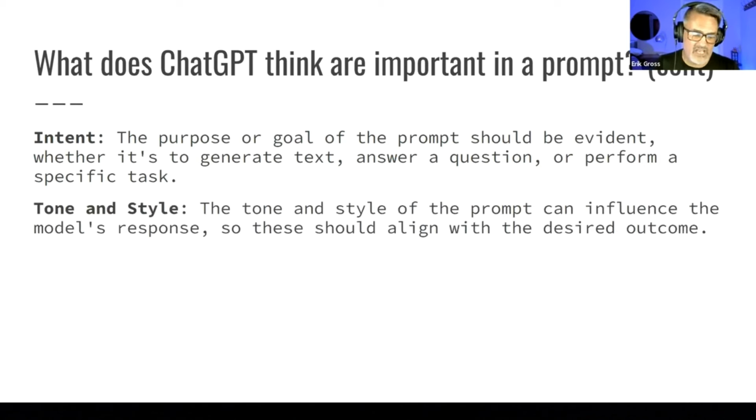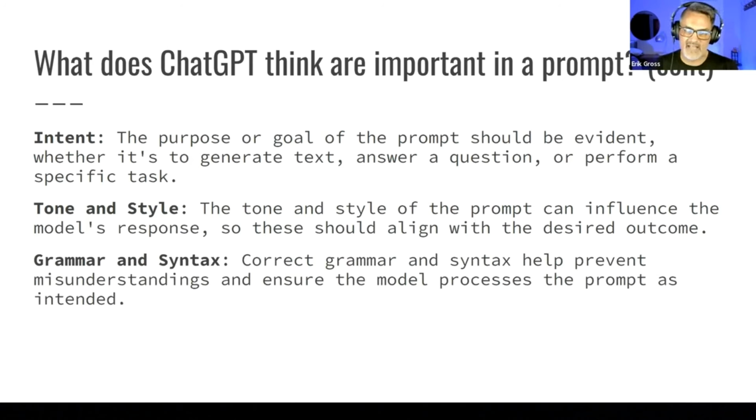Remember, it's been trained on a huge amount of data, from casual conversation to academic papers to lots of computer code. You've got to tell it what kind of tone and style you want the response to be. And they should align with the kind of outcome you want. If you're trying to generate a research paper, it's going to be a lot different tone and style than if you're trying to generate a humorous story, as an example. And so in the prompt, you've got to tell it what kind of tone and style you want.